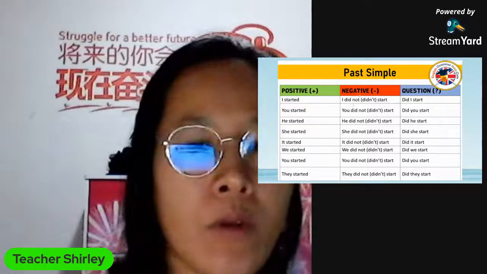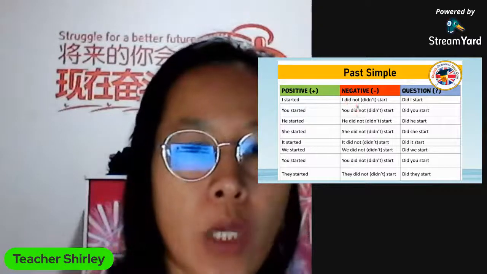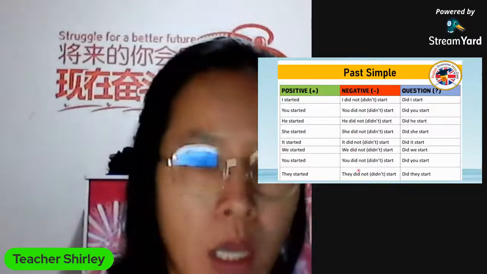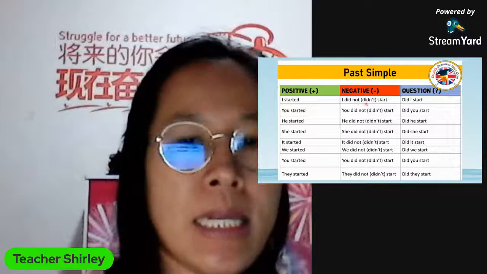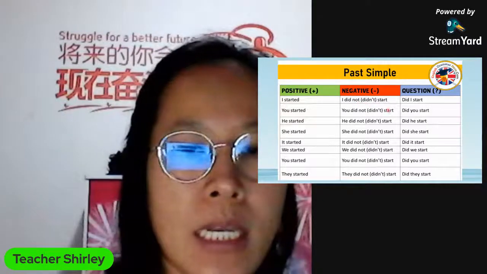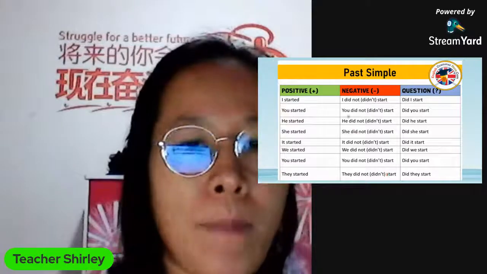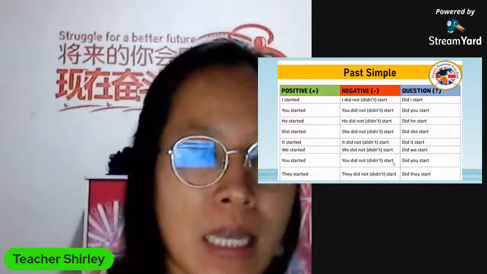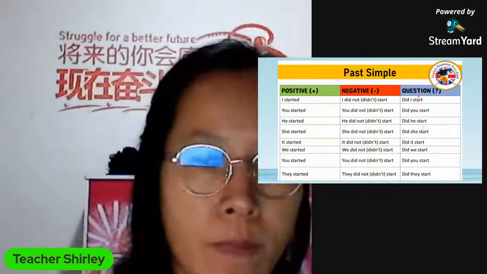Okay, for negative, you need to have the word did and the short form didn't. Okay, did not. Okay, it's also very easy. Did not becomes the short form. Ringkasan dia menjadi didn't. Okay, and this one is in the original word. Dekat perkataan dasar. Sebab selepas perkataan did ni, dia mesti gunakan perkataan yang asal saja. Tak boleh ada s, tak boleh ada ed, tak boleh ada ing.